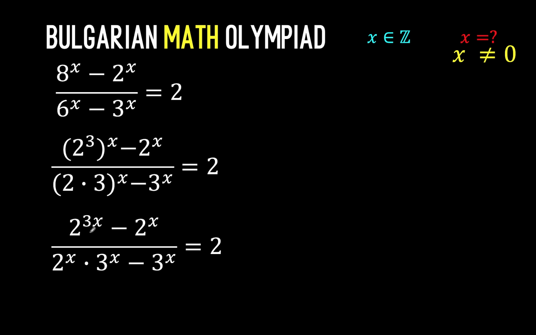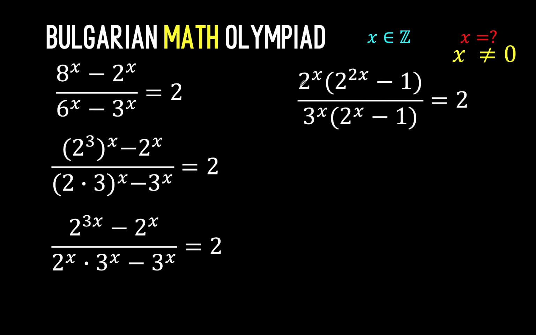Then notice that we have here a common factor of 2^x and 3^x for the denominator. So this term divided by the common factor resulted to 2^(2x). We copy the common base and we subtract the exponent 3x minus x equals 2x. Then this term divided by itself is 1 and we copy the minus sign. For the denominator, the common factor is 3^x. So this first term divided by 3^x is equal to 2^x. Then this second term divided by itself is 1 and we copy the minus sign.